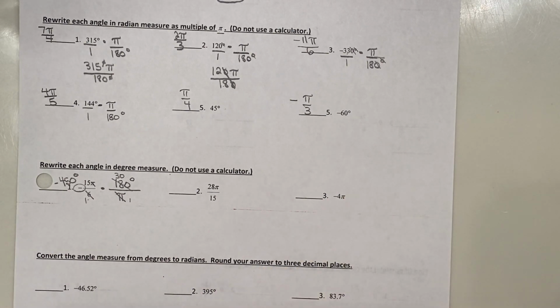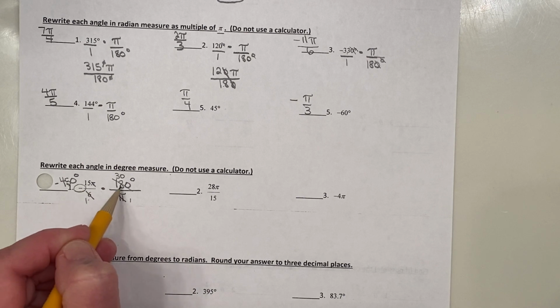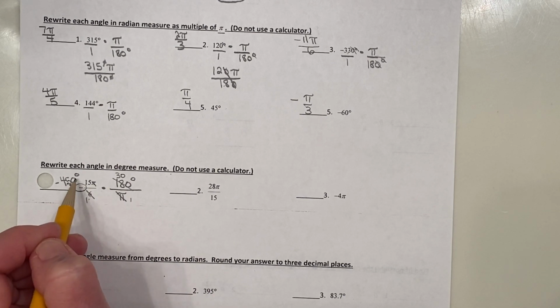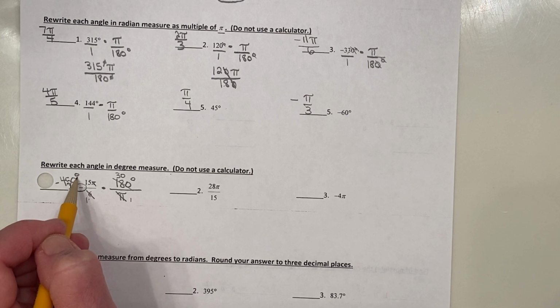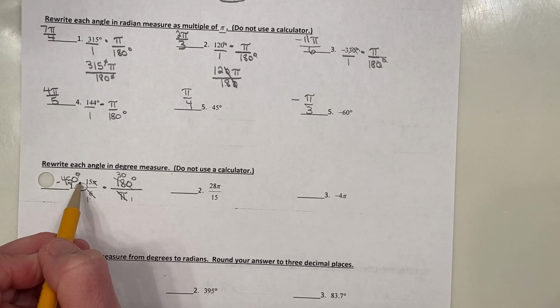Or you could do that on your calculator. Again, I would not include the pi's. I'd multiply 15 times 180 and divide it by 6, and you should get the result of negative 450. Don't forget to attach the degree symbol. Without the degree symbol, negative 450 would be negative 450 radians, which is quite different than negative 450 degrees.